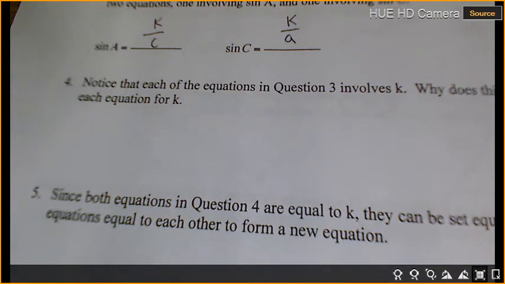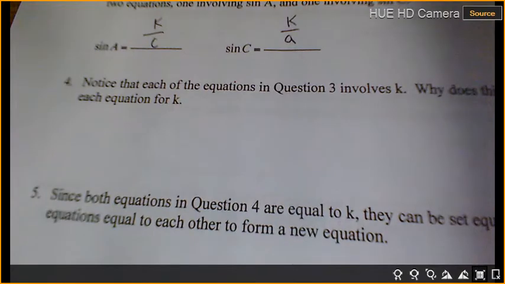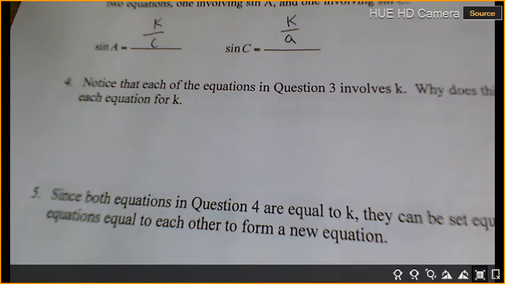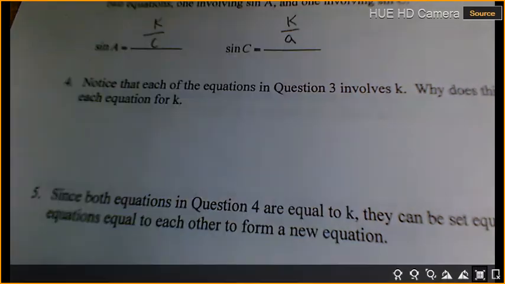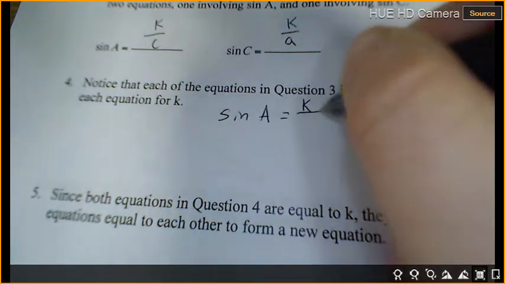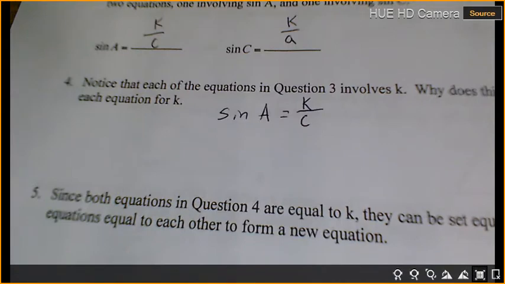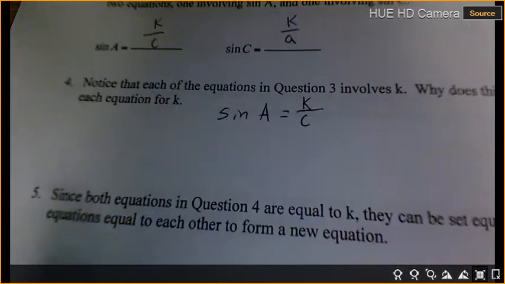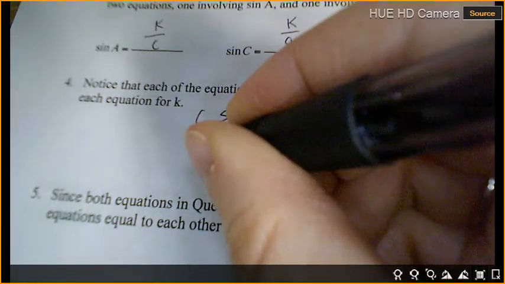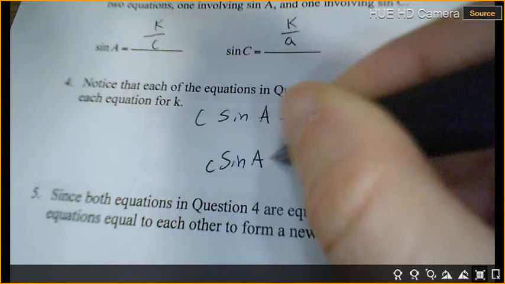Okay, notice that each equation involves K. Why does this happen? It involves K because K is the opposite of both of them, right? I'm not going to write that down. I'm just discussing why it happens. And we're going to solve this for K. So I've got sine A equals K over C. I want to get K all by itself. So what am I going to have to do? Multiply both sides by C. These cancel. And I get C sine A equals K.